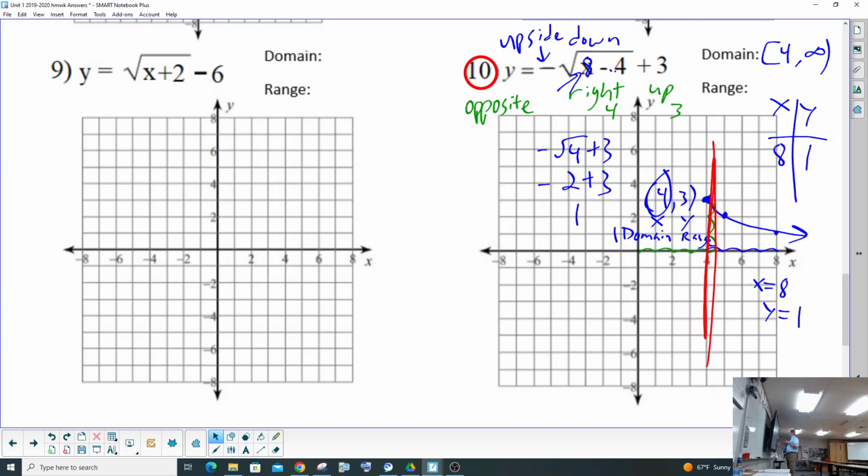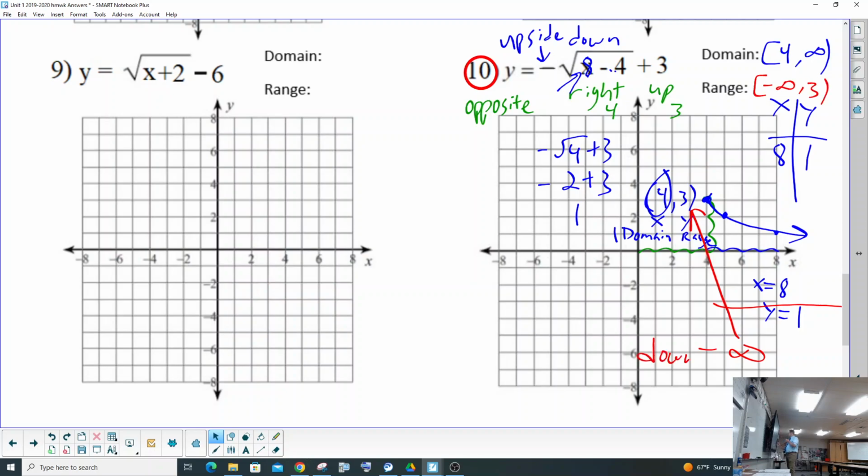Now we're going to switch it for the range. So the range is going to be here at +3. Sorry, that's not a very straight line. So at 3 and then down, down, down. So -infinity to 3, because it's going from down to up. Don't forget, it's down to up.